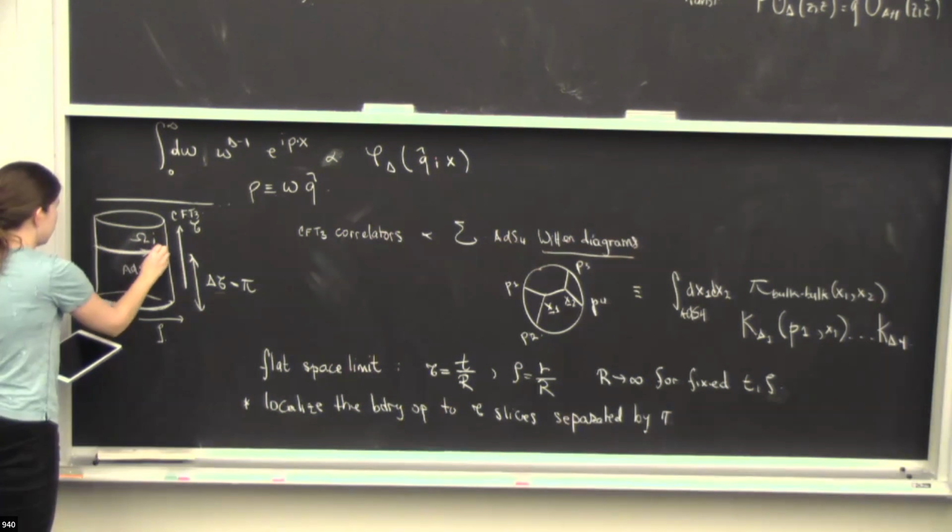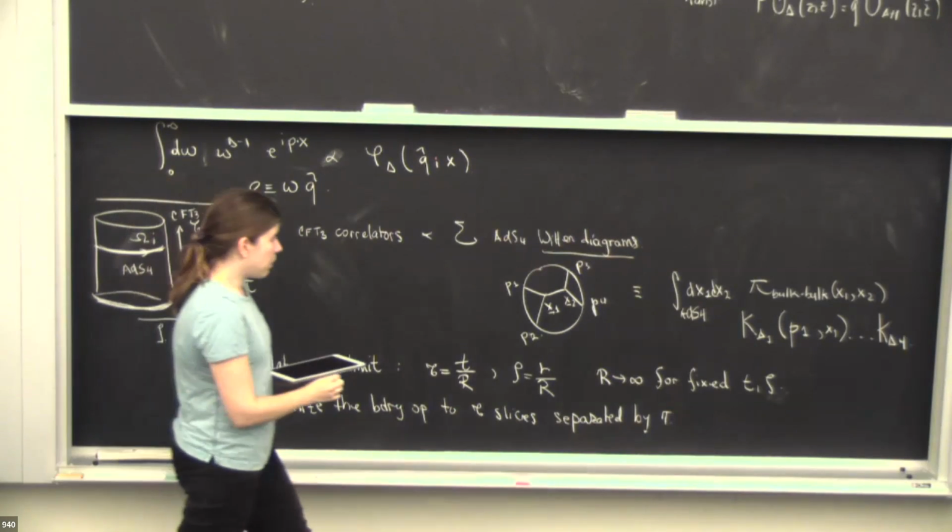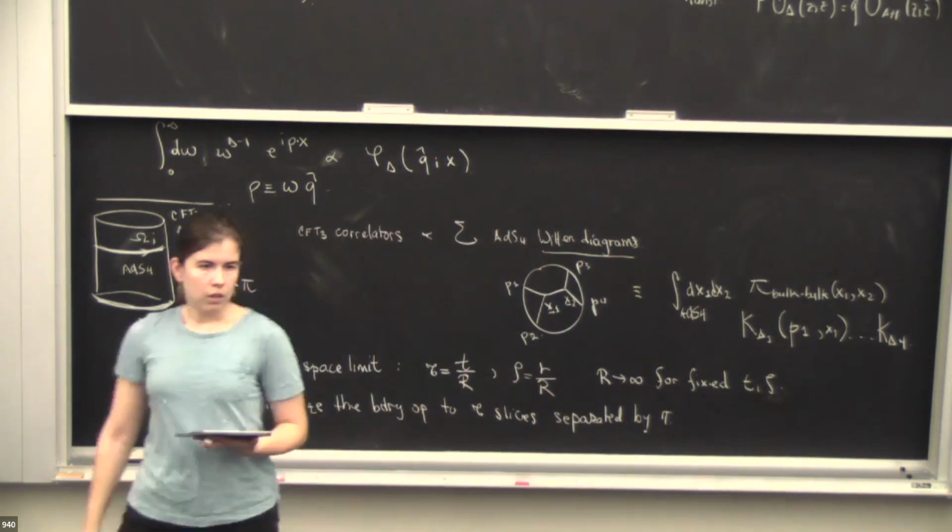So we can consider a particular kinematic configuration for these operators on the boundary, and then we can take this flat space limit, and the punchline, yes. Just to clarify, are you fixing tau or are you fixing t?